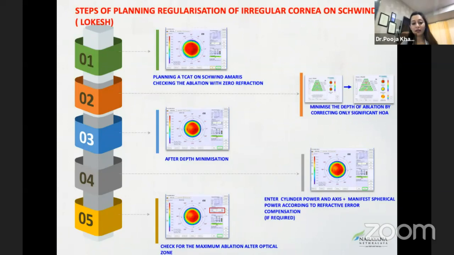And if you have a Schwind platform also, the plan would be the same. You would plan it on a PRK platform. You check the quality of scans. You set the refraction to 0. You minimize the aberrations by choosing the depth minimization program. So you can just correct the aberrations which need to be corrected or which are on the higher side, and you don't correct the other aberrations. And then you choose the minimum power with alteration in the optical zone. Here you basically need a larger optical zone, where you will increase it to 6.5 and then do a correction.